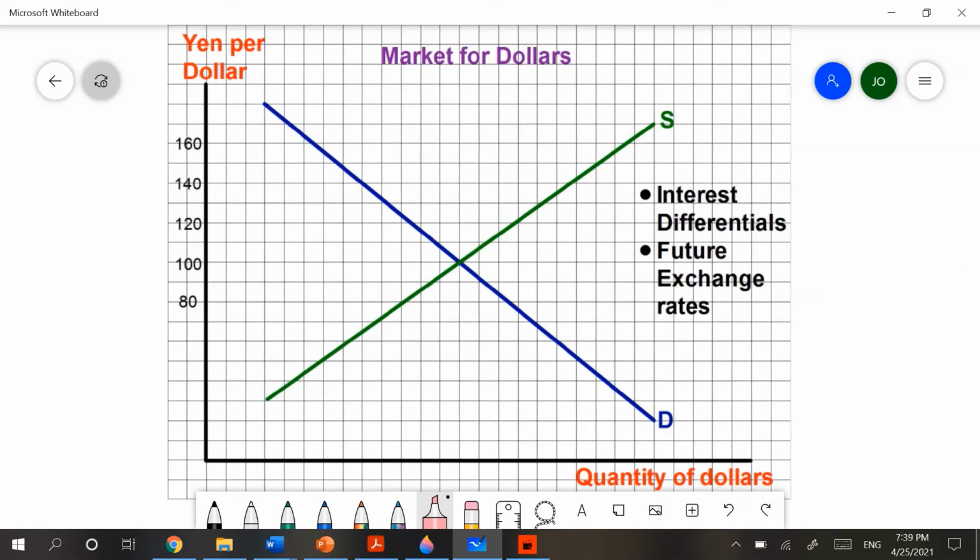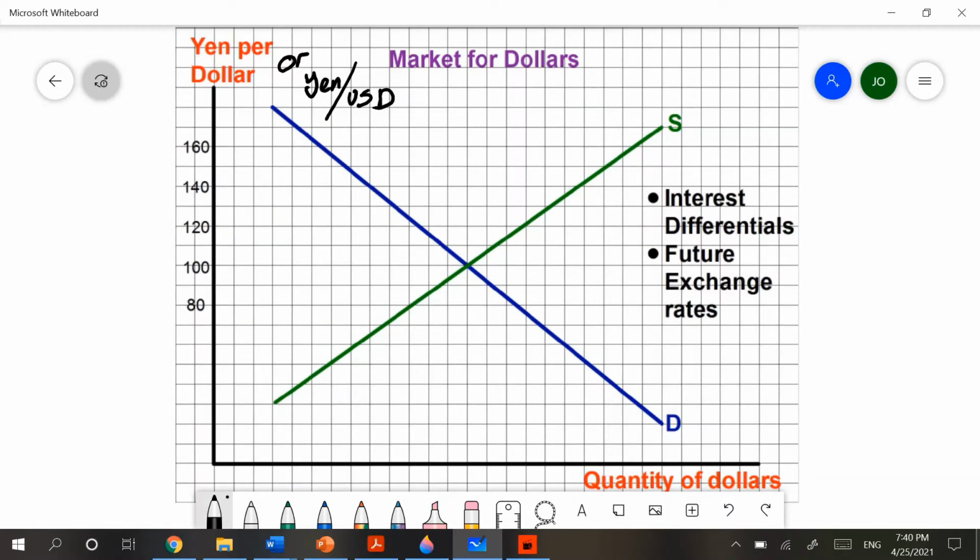Let's move on to the slightly more complicated axis, which is the y-axis. Here, you'll see yen per dollar. Notice that this is the market for dollars. Therefore, when you're labeling the y-axis, it's always going to be the second part of that phrase, yen per dollar. You might also see it as follows. This kind of looks like a fraction. This is just to signify the per. That division sign is per. Notice that the US dollar is still in the bottom.